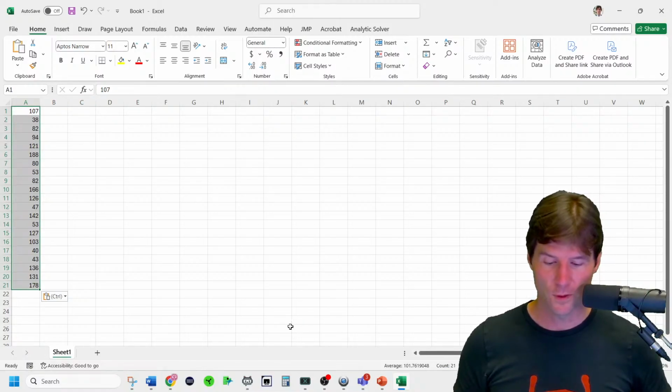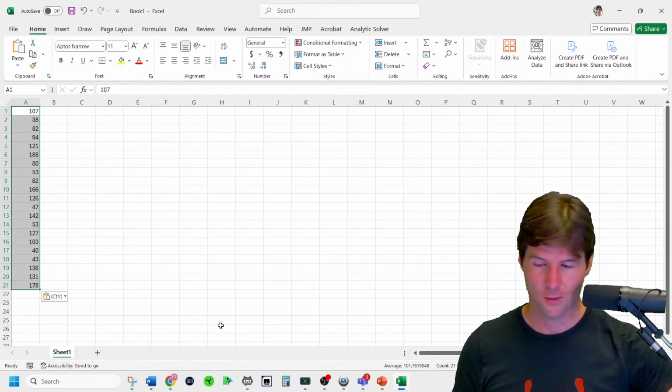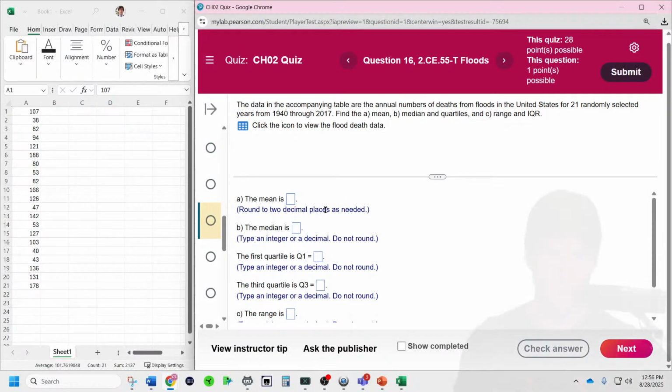So what we can do for the first question, let's do a little side-by-side right here. Ready? We're going to go side-by-side. Look at this. You'll see it in a second. Okay. So the first question says, what is the mean of the data?